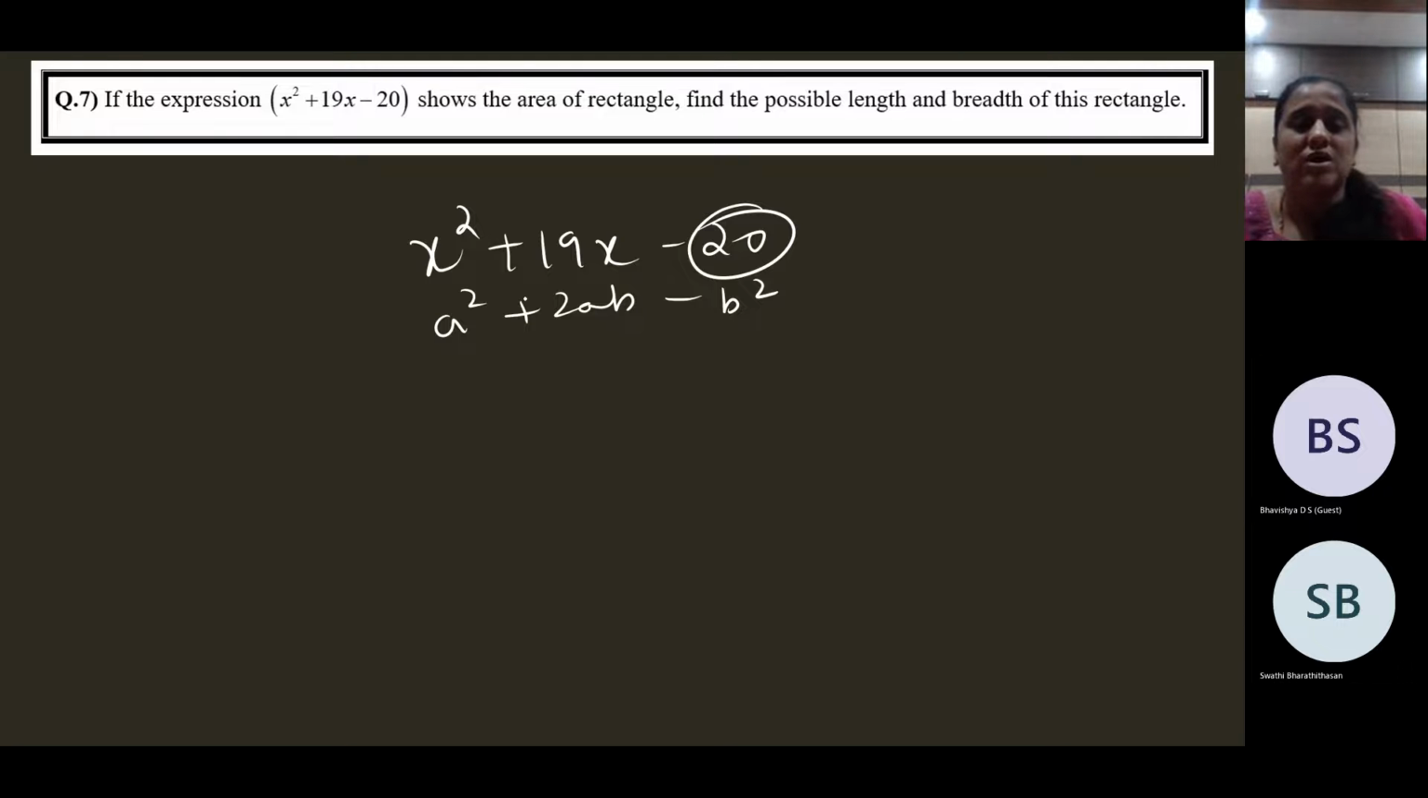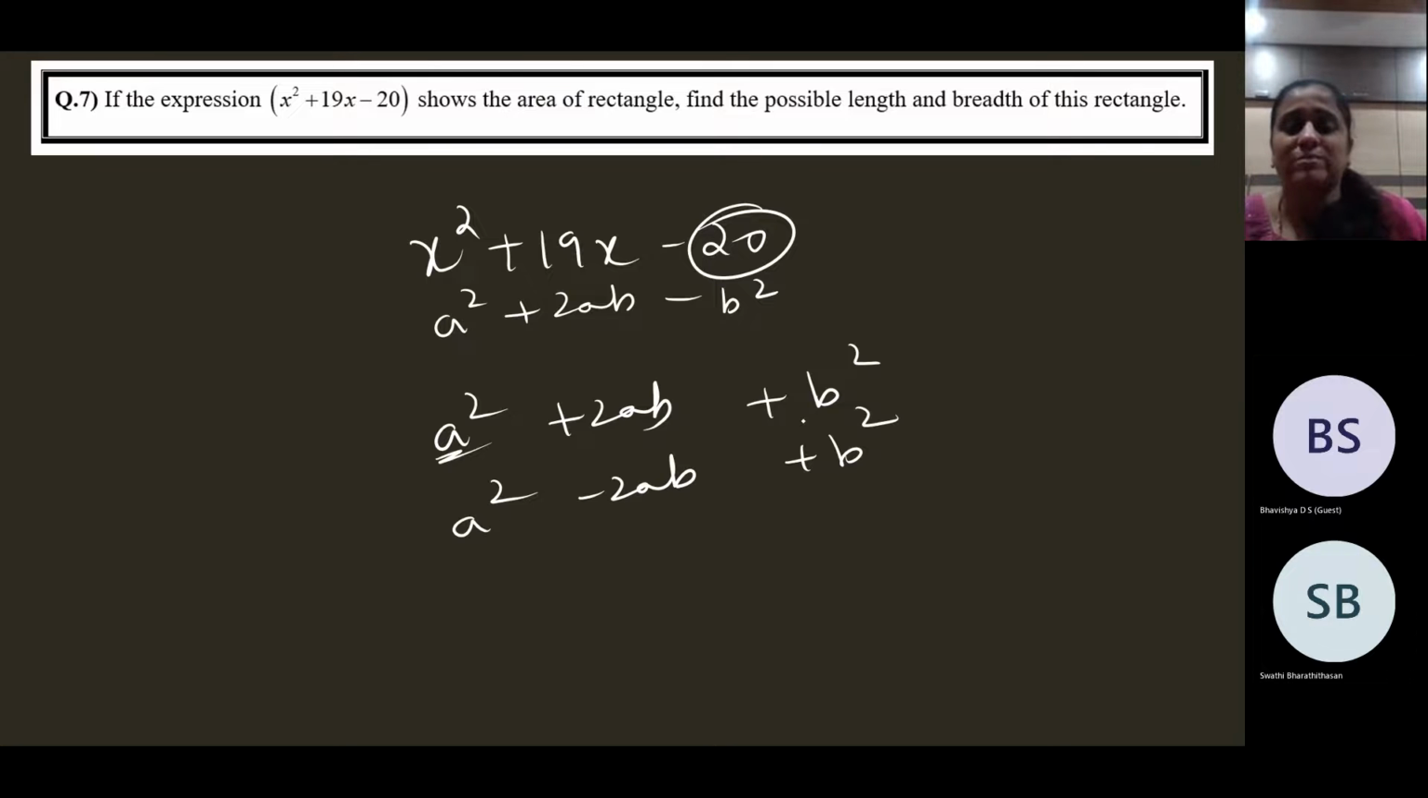I've told you, it is always a square plus b square, children. It should always be a square plus b square. The middle term can be plus 2ab or minus 2ab, but it's always a square plus b square. If you look at this, it is x square minus 20, but it's always plus. That is one reason you can straight away decide that we cannot use these identities. So you have to split the middle term.